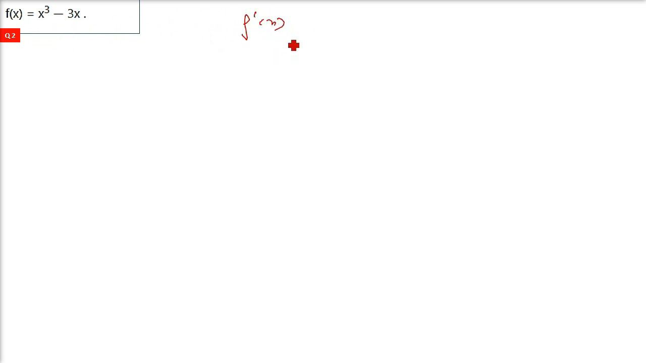I'm just differentiating it. All the steps you know by now. Let us differentiate it first. f dash x will be 3x square minus 3. This is f dash x, and this has to be equal to 0. When you put this as 0, 3 into (x square minus 1) equals 0. 3 cannot be 0, so x square minus 1 has to be 0.